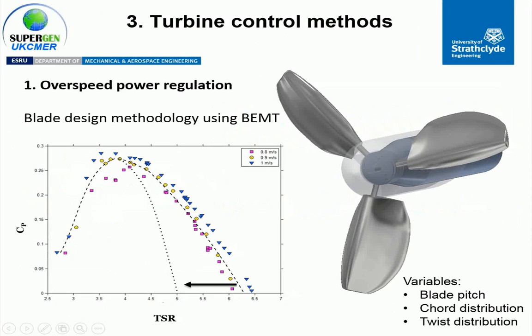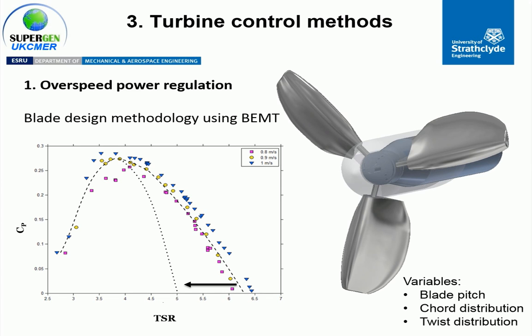So the final part I want to talk about is two methods of power regulation. The first is overspeed power regulation. So this is when you deliberately increase the RPM of the rotor in order to increase the tip-speed ratio beyond the optimum point and hence bring the CP down the performance curve on the right-hand side.